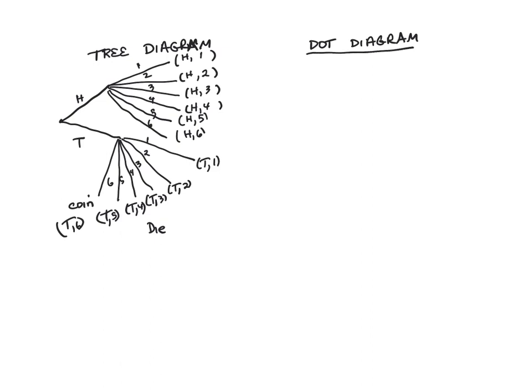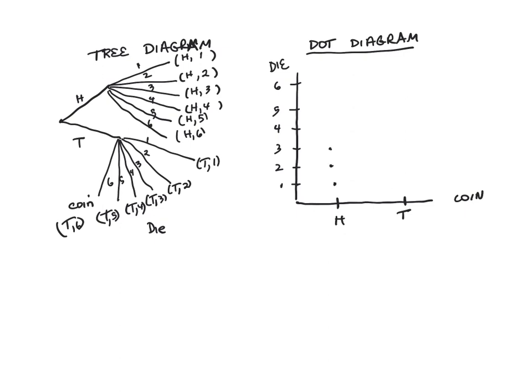A dot diagram might be a little bit easier to represent. What we do is we make a grid, like the first quadrant of your graph paper. And we'll say that this horizontal axis is the coin, like the x-axis, but I only have heads or tails. And the vertical axis will be the die axis, which would be 1, 2, 3, 4, 5, 6. And at the intersection of these, we could make dots representing the outcomes. And that's our dot diagram. And we have 12 dots.